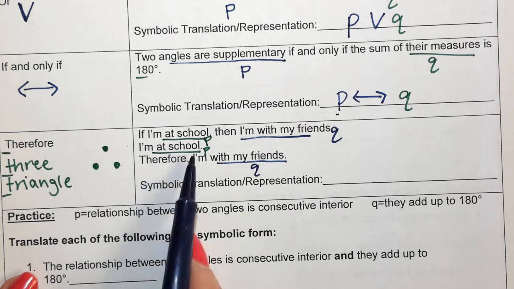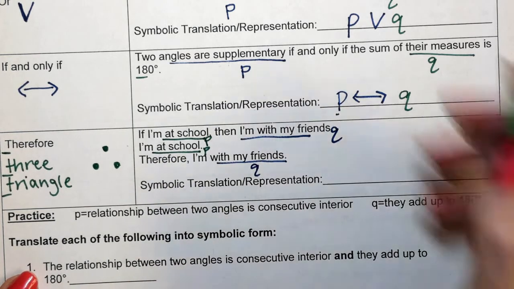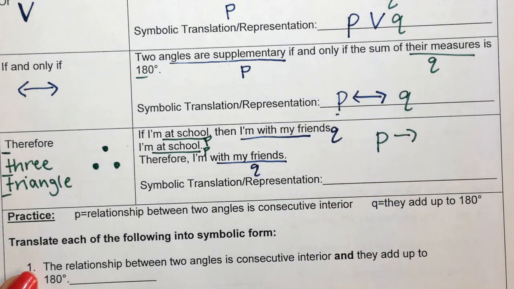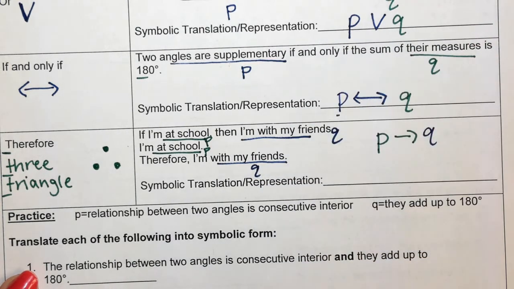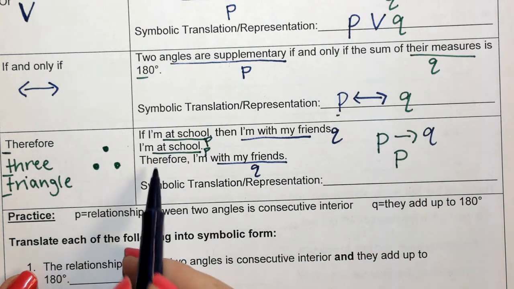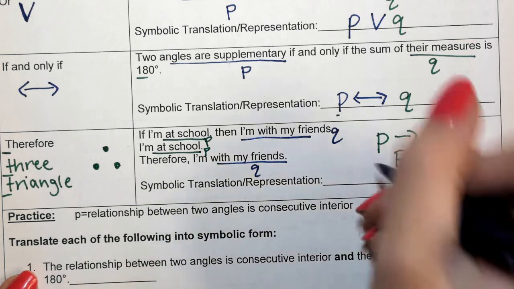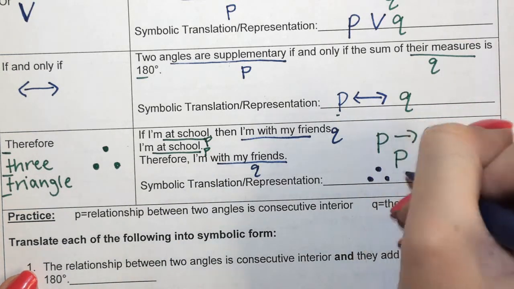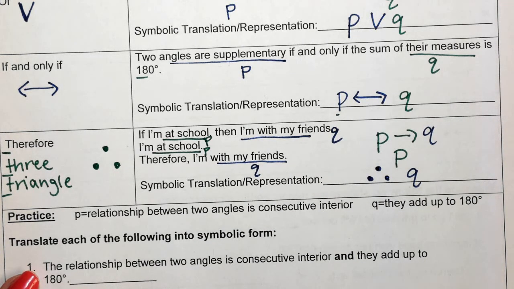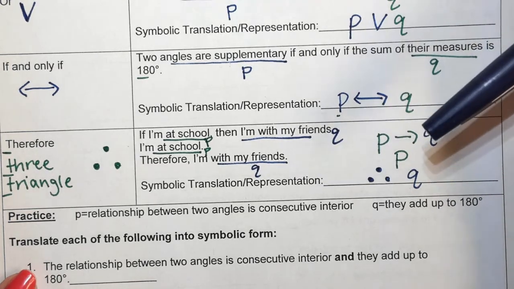So to represent all of these symbolically, first we have if P, then Q. And then we had just P. And then we ended with therefore Q. So I write my 3 dots, Q. Let's take a look at this one practice below, and then we will wrap up the video.